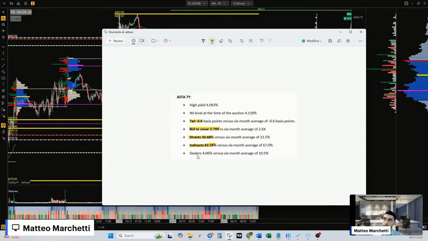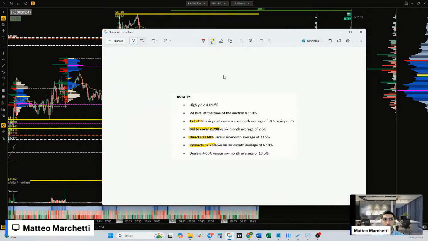So the dealers, which are essentially companies that are forced to buy what is left from the auction, bought only 4%. So it means the demand was huge, both from directs and from indirects. You can see that this was a very good auction based on the tail, because a tail of negative 2.6 is really a lot.